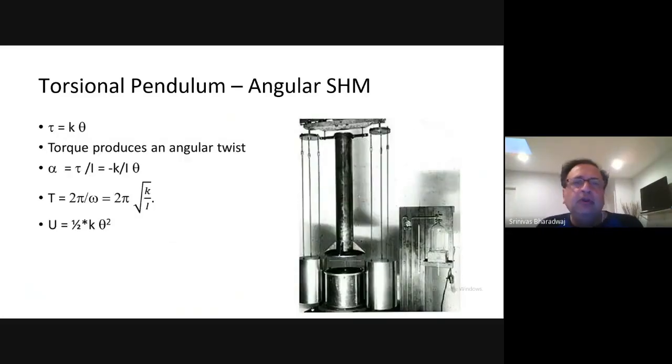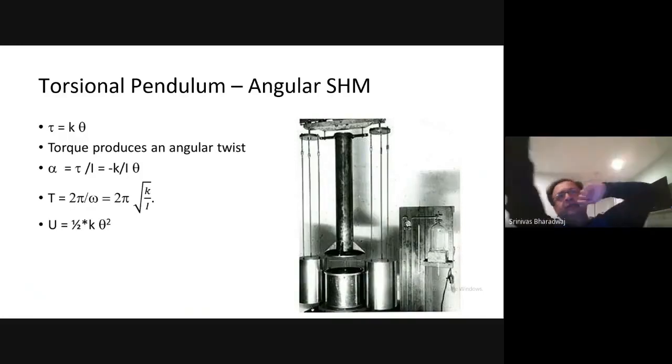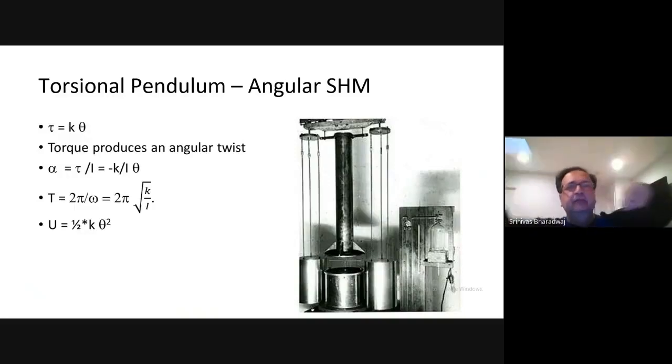Okay. So now I'm going to discuss this other thing called a torsional pendulum. In the case of a torsional pendulum, tau equals k theta, right? So a torsional pendulum swings like this. Okay, this whole thing swings, rotates. It has a rotational motion. So there is a state of rest. So if you twist it, then it is like a spring.